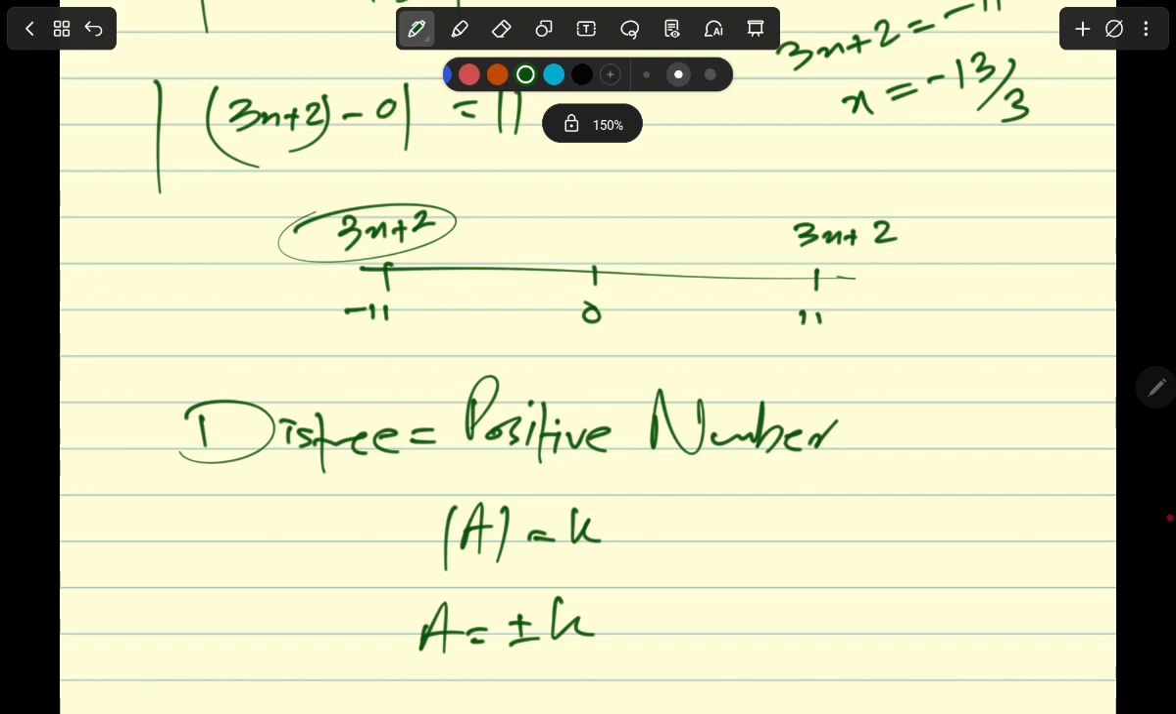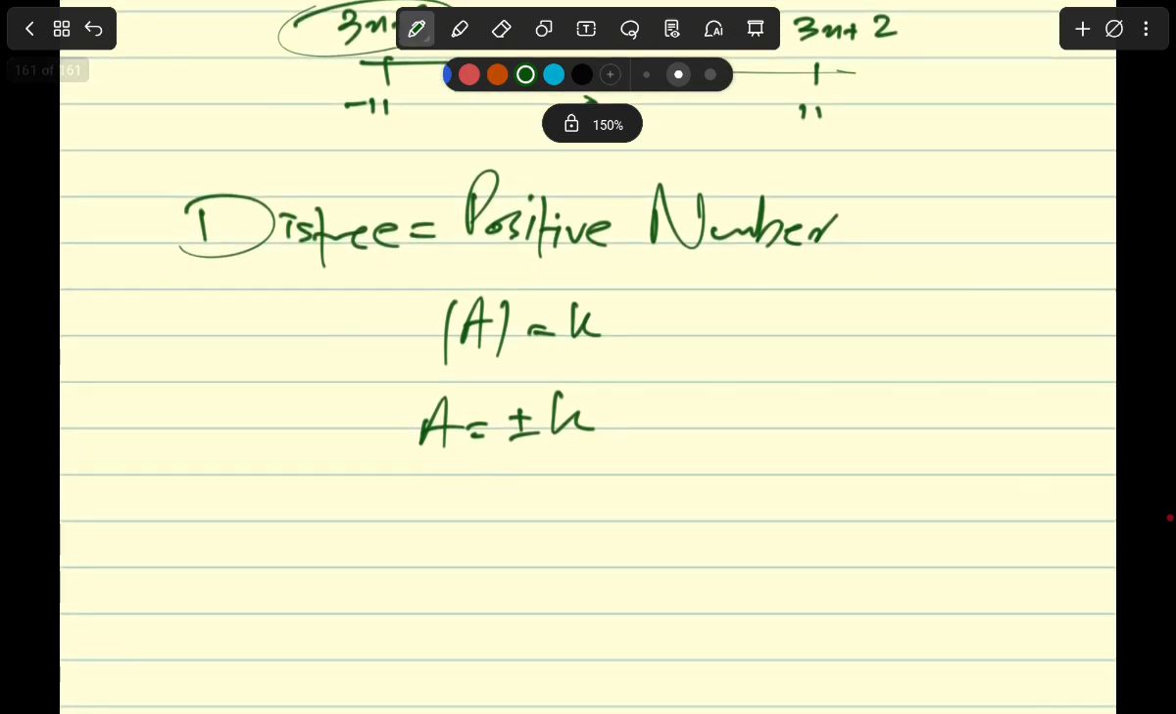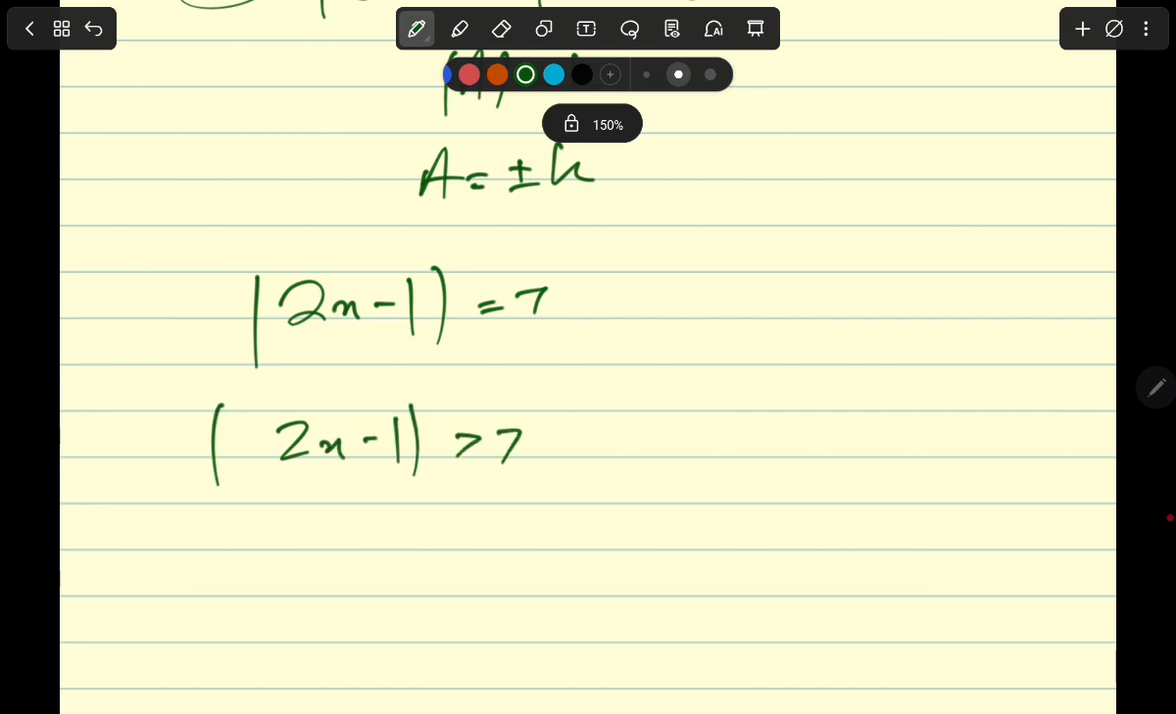Now, equations are actually the easy part. The real challenge begins when Cambridge changes the equal sign to an inequality. Earlier we were doing modulus of 2x minus 1 is equal to 7. What if it was modulus of 2x minus 1 is actually greater than 7? The distance of twice the variable from 1 is greater than 7, right? What happens now? This is where distance becomes even more important than algebra. Let's look at modulus inequalities now.